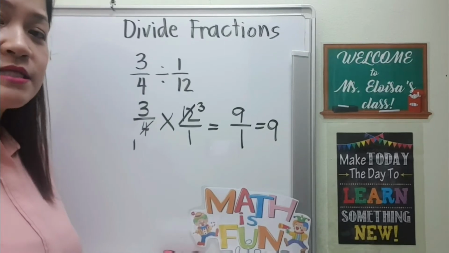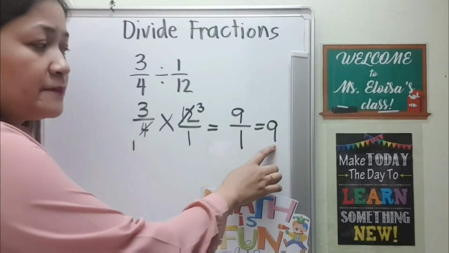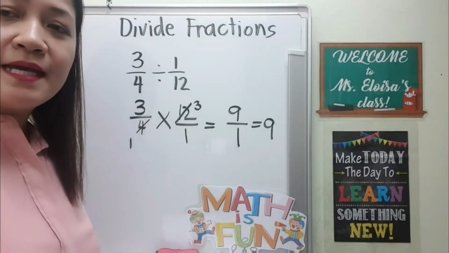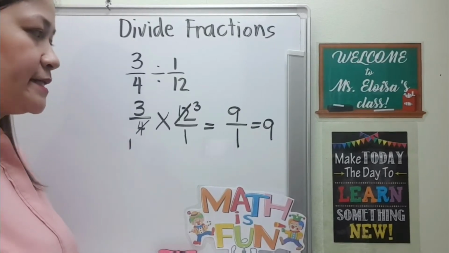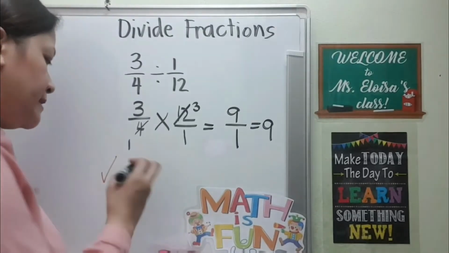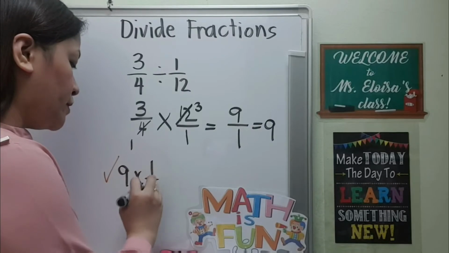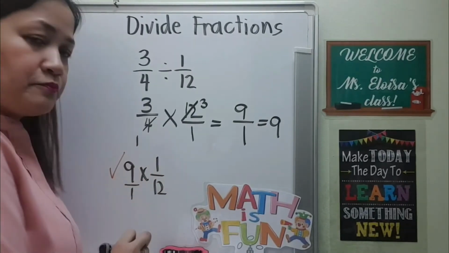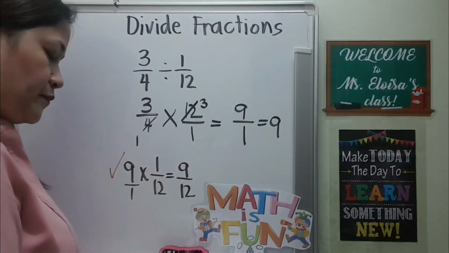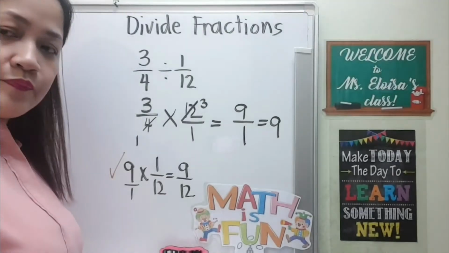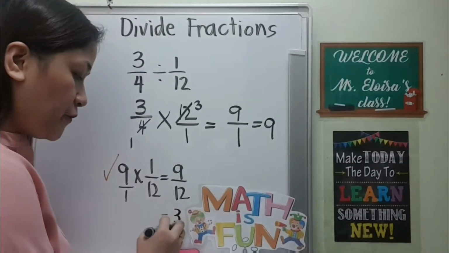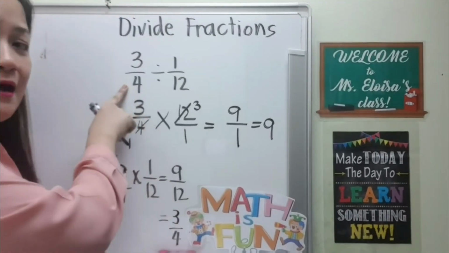To check if our answer is correct, we will multiply our quotient with our divisor. And the answer should be equal to the dividend. So the quotient that we have for our checking will be 9 times 1 over 12. Since this is a whole number, we can put it over 1. So that will be 9 over 12. And the simplest form of 9 over 12 is 3/4. And that is the same as our dividend.